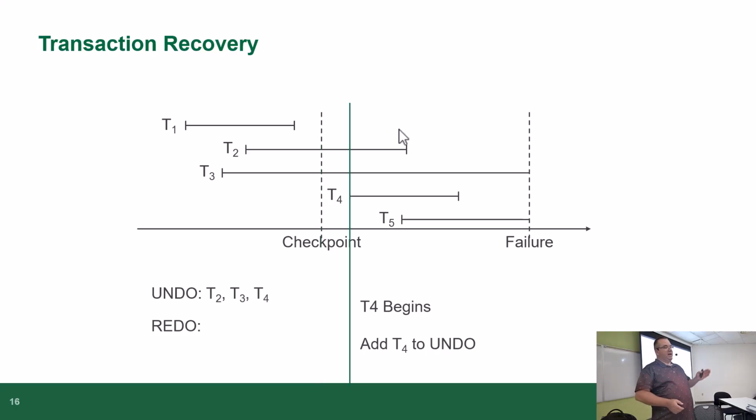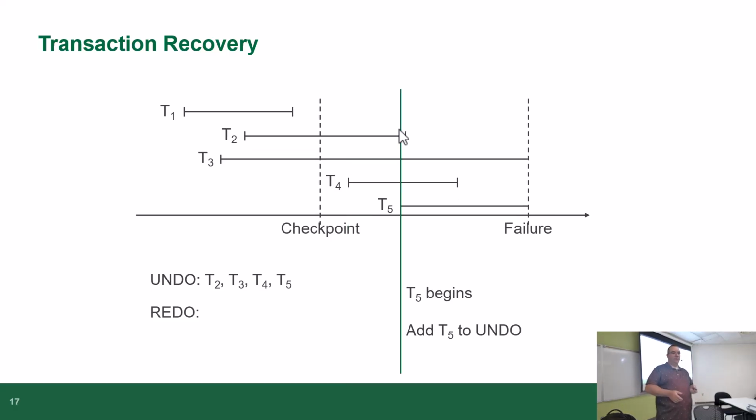Now the checkpoint is passed. Transaction 4 starts, so we have 2, 3, and 4 in the undo. They're all active transactions. Transaction 5 starts, so now we have 4 transactions in the undo pile.